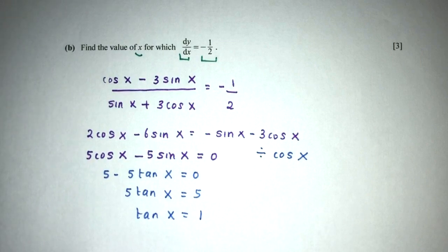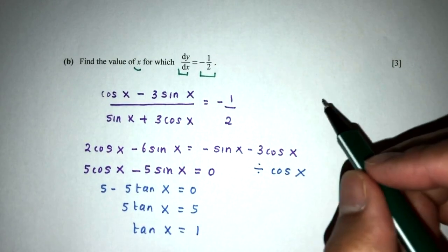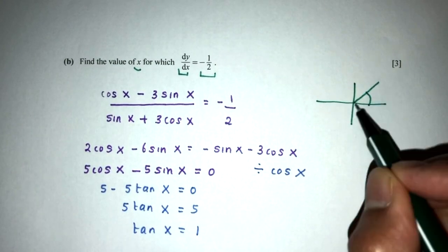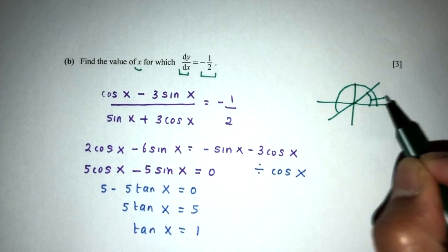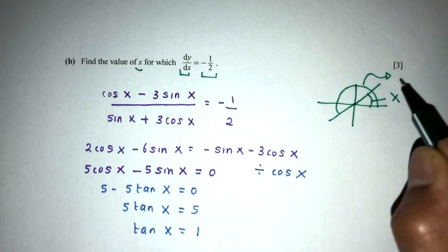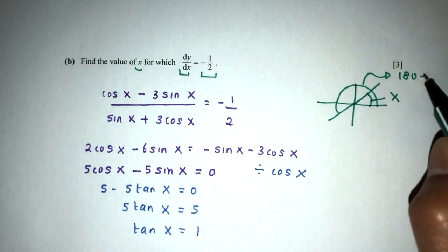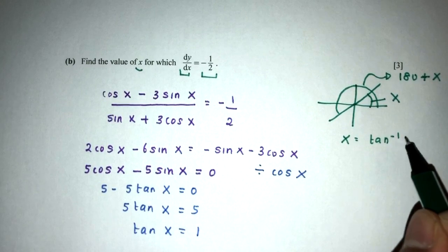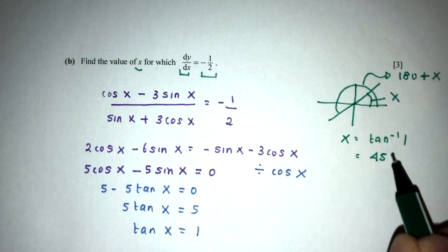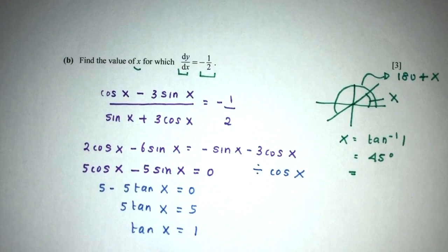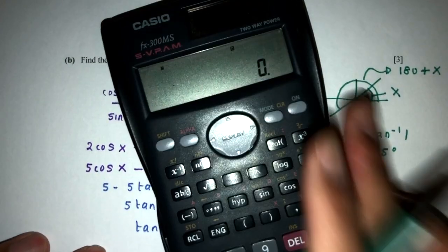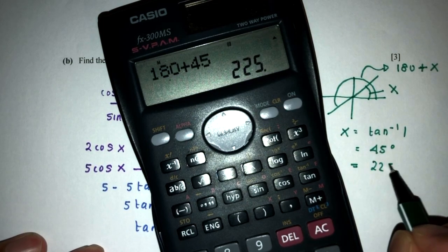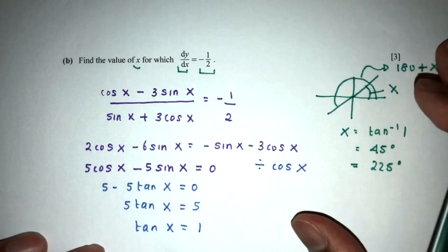Now we can simply solve this equation. As you can see, tan is positive. It will be in your first quadrant and in your third quadrant. That will be your value of x, and this will be the value of 180 plus x, sorry, for tan. So x has to be tan inverse of 1, which is 45 degrees, and this will be what? 180 plus 45 should be 225, but let's check. Yep, 225 degrees.